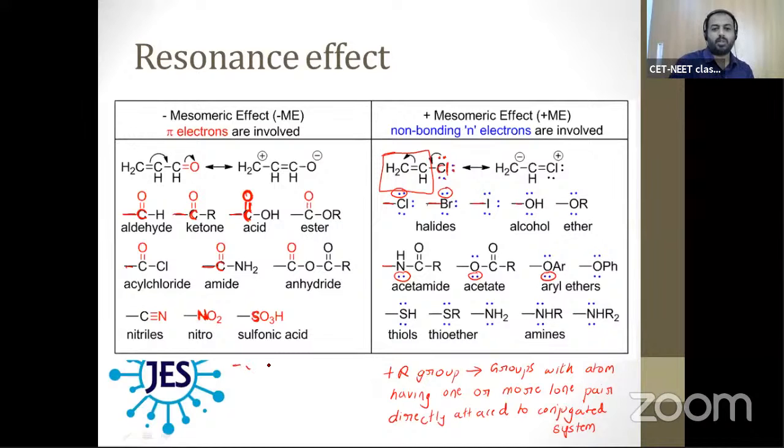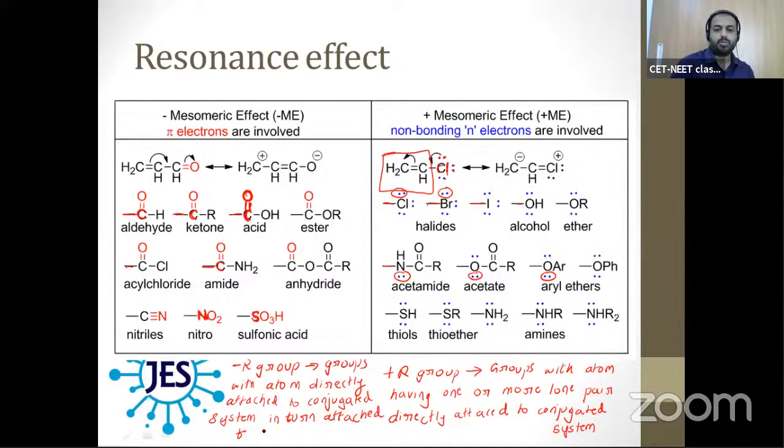Minus R group. Groups with atom directly attached to conjugated system, in turn attached to electronegative atom through multiple bond. So this is what makes minus R.